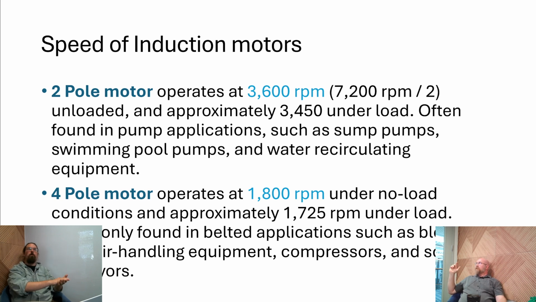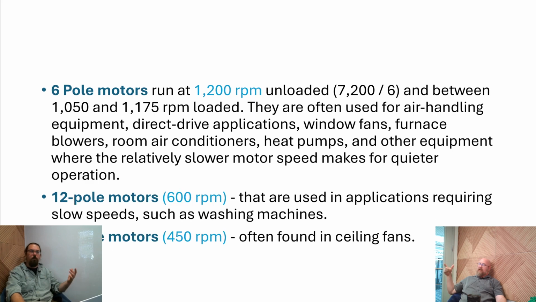So for 4-pole motors, the typical load RPM is going to be somewhere around 1725. It might be 1750 depending on the motor. What this means is that if you memorize these RPM values, you can directly correlate them to the number of poles in a motor. And it's worth reading these right here to wrap your head around the types of applications we use each of these in.